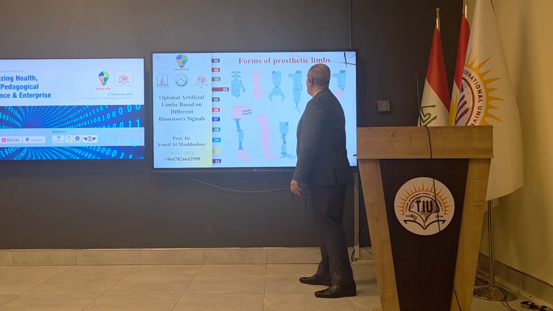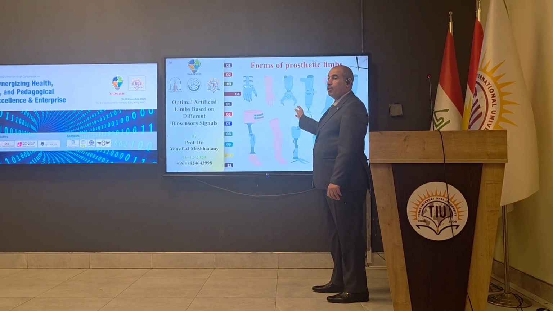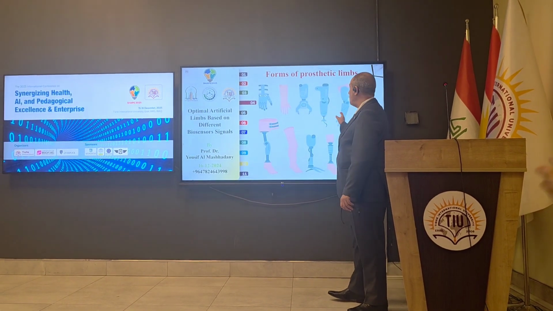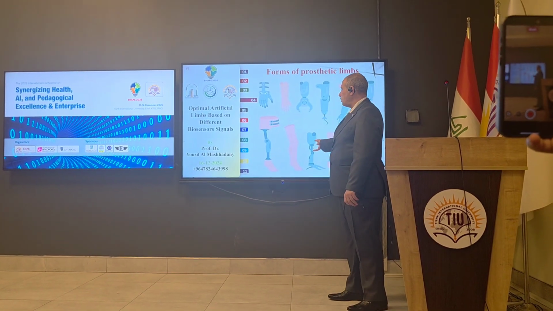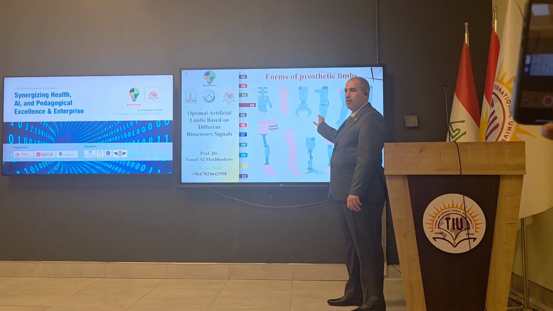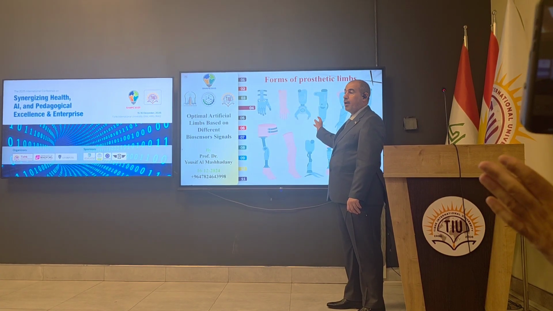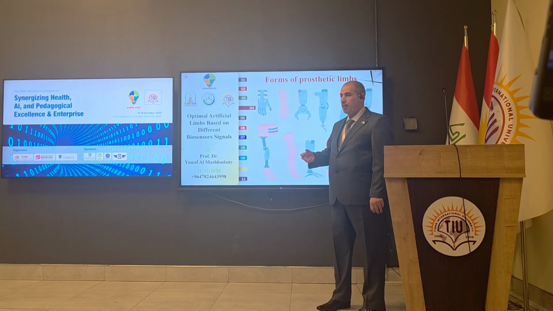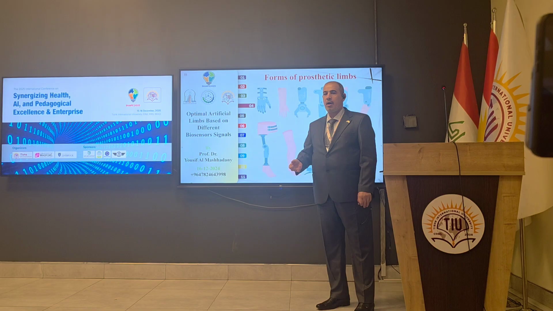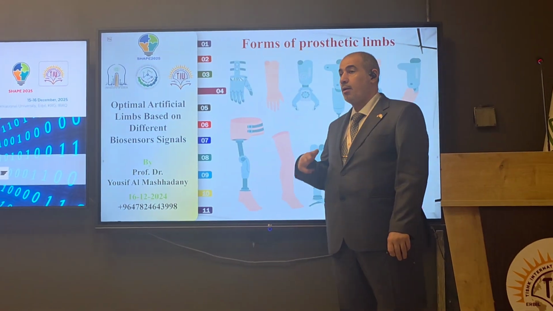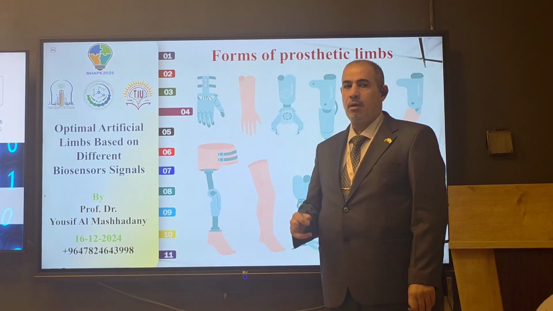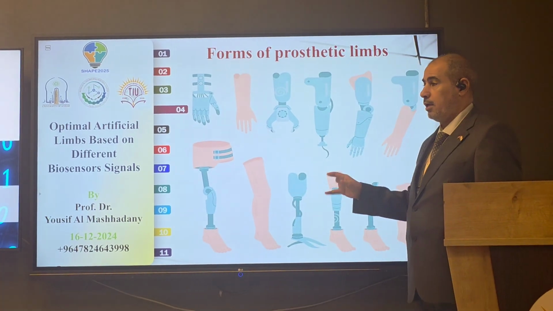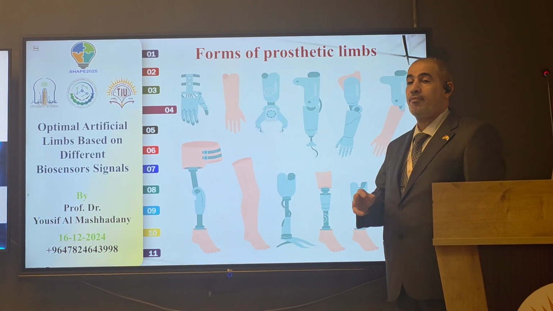Types of prosthetic limbs can also be categorized according to performance. Now this category is according to the performance: dummy limbs and myo limbs. When we say dummy, it means traditional. These limbs don't have sensors.